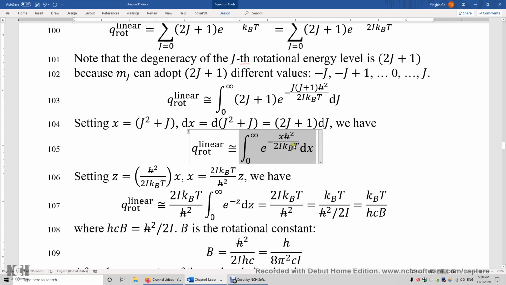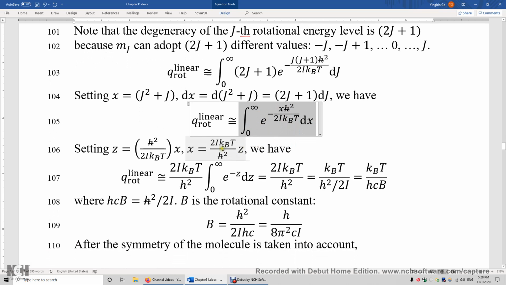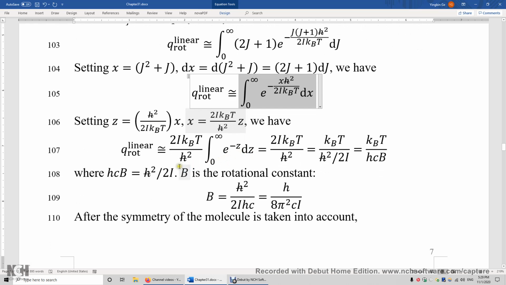And this is a simple exponential function. We can further set z to be this constant times x, and therefore x is equal to 2I kBT over h bar squared times z. And then we get this equation. The rotational partition function of a linear molecule is 2I kBT over h bar squared times this integral. The value of this integral is simply 1. Therefore, the rotational partition function of a linear molecule is 2I kBT over h bar squared.